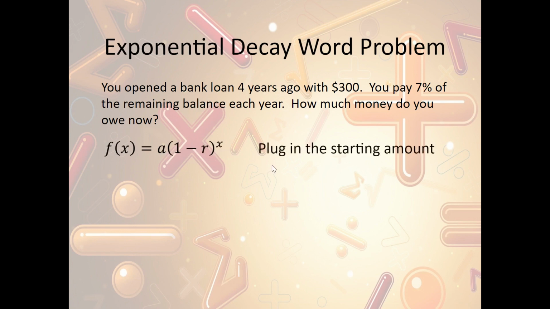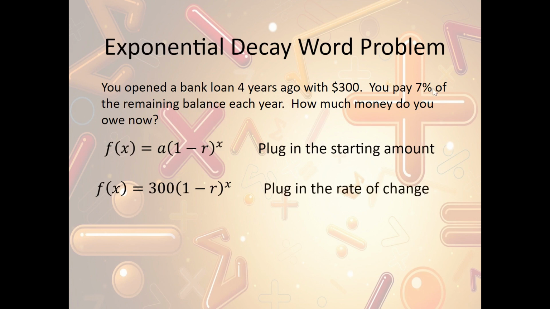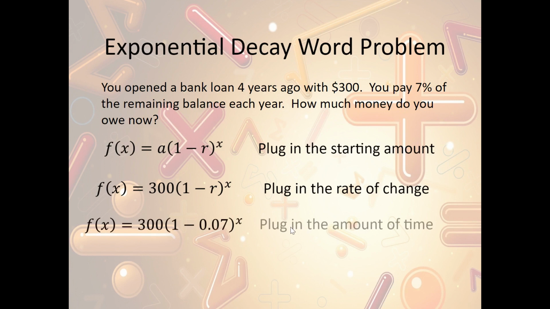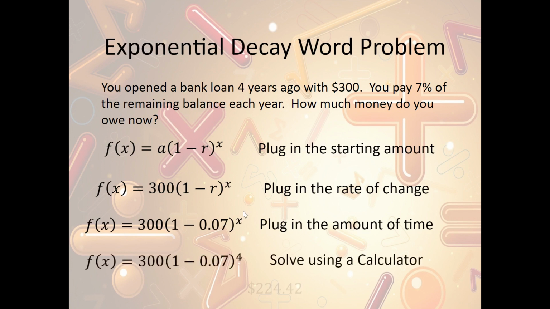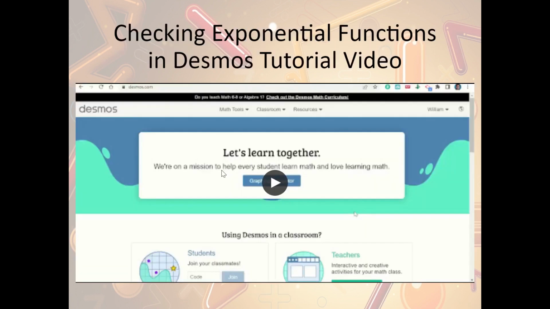So the first thing we do is plug in our starting amount. Our starting amount is $300. So that goes in for A. And we're making payments. So we're going to plug in our rate of change. We're paying 7% each time. So it's 7, we're going to move the decimal back 2 places, so 1, 2, so that's 0.07. Lastly, we're going to plug in the amount of time. The amount of time is 4 years, so that's 4. We plug that into our calculator, and we get that now we owe $224.42. There's a video here that shows you how to check exponential functions in Desmos, so you can go ahead and watch that video as well.